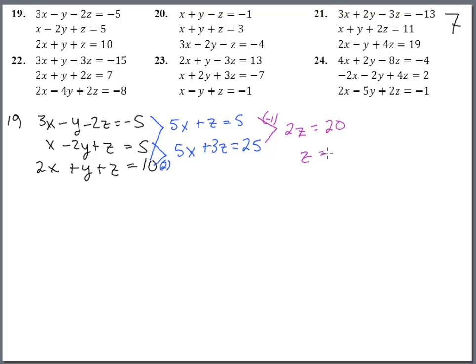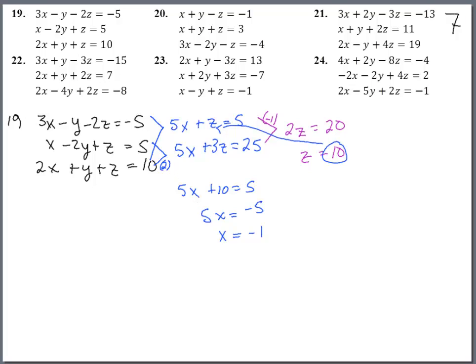z equals 10. Now we come back in here and stick 10 in for z, like right there, and see what kind of equation we then get. So the 10 goes in over there for z, and we get 5x plus 10 equals 5. Subtract 10, we get 5x equals -5, and divide by 5, and we get x equals -1.